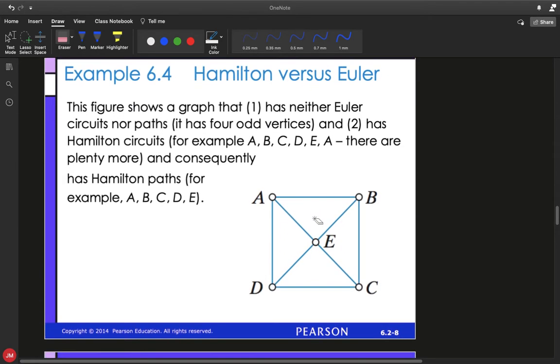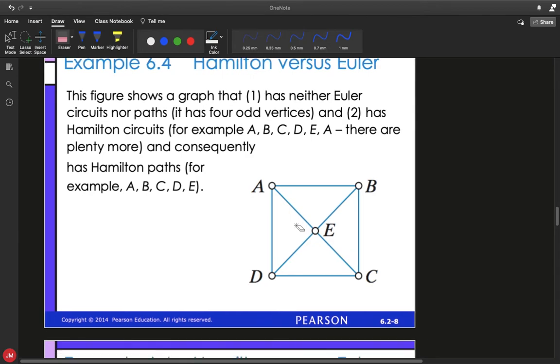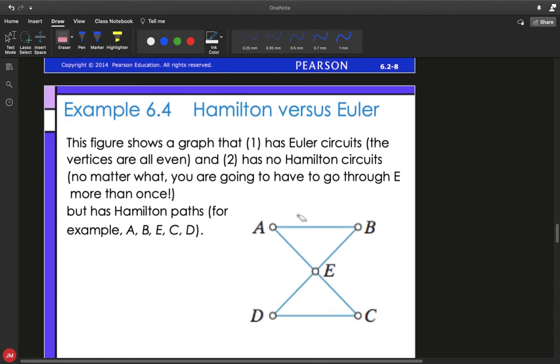So some more examples of this. The graph that we're looking at here has no Euler circuits, no Euler paths, because it has 4 odd vertices on the corners, so no paths and no circuits. But it does have Hamilton circuits and also has Hamilton paths. You would just go A, B, E, C, D, A, or so on. Lots of different ones you could do. But just because a graph has no Euler circuits or Euler paths does not mean that it has no Hamilton circuits and paths. So you can see a lot of differences between the two already.